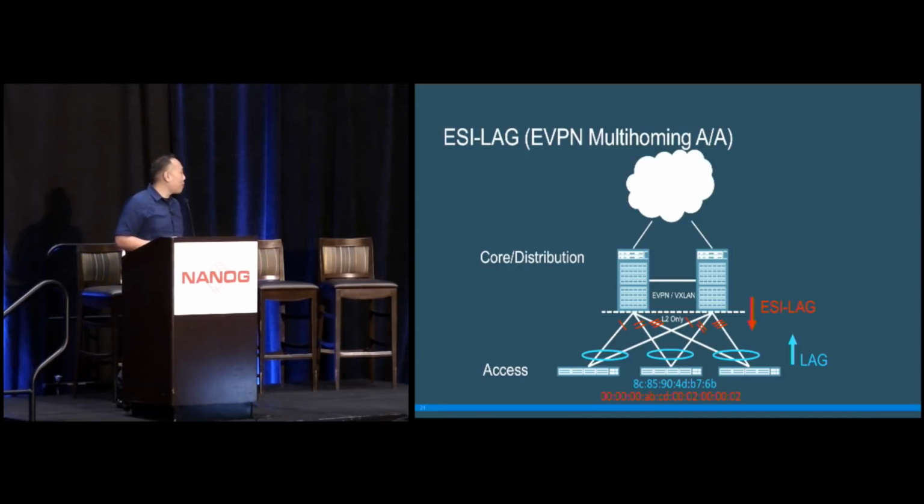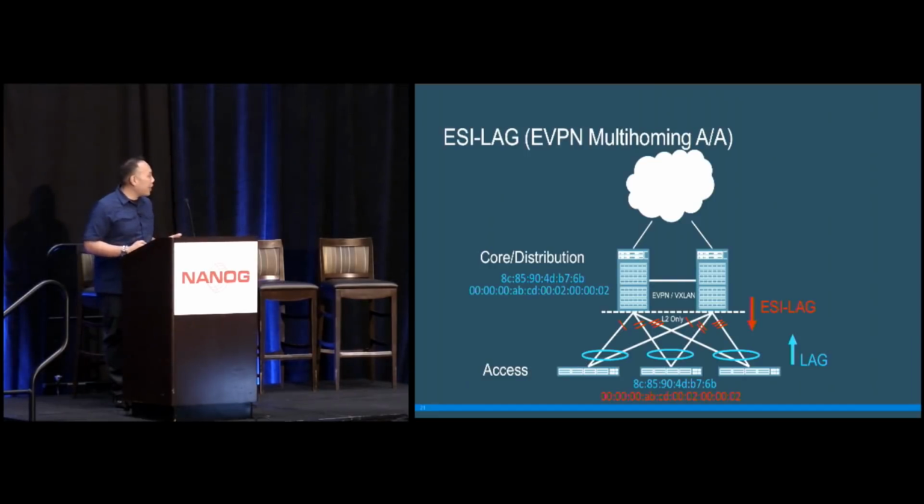So if we take this example, there is an ESI to MAC mapping. And that was populated when the host ending in B7, 6B initially sent traffic. It populated the one core device, and now via an EVPN route update, populates the other core device.